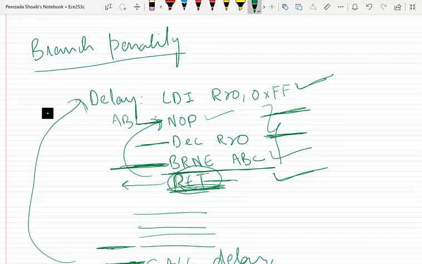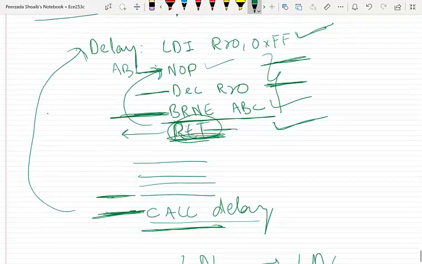So conditional branch instructions may take 1 or 2 machine cycles to execute. If the system is branching, then it will take 2 machine cycles to execute. If the system is not branching, that is when the condition is not met, it will take only 1 machine cycle to execute.